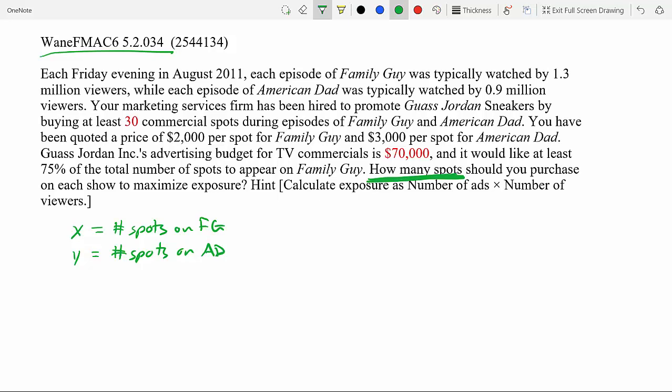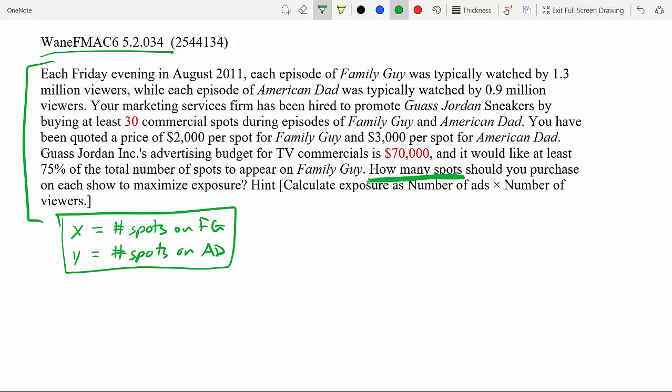So the number of spots is going to be our final answer. That's X and Y, so go ahead and label those here. You can label them whatever you'd like. I always stick with X and Y. Now we need to try to decipher the rest of the information in the problem in terms of X and Y, usually with equations.